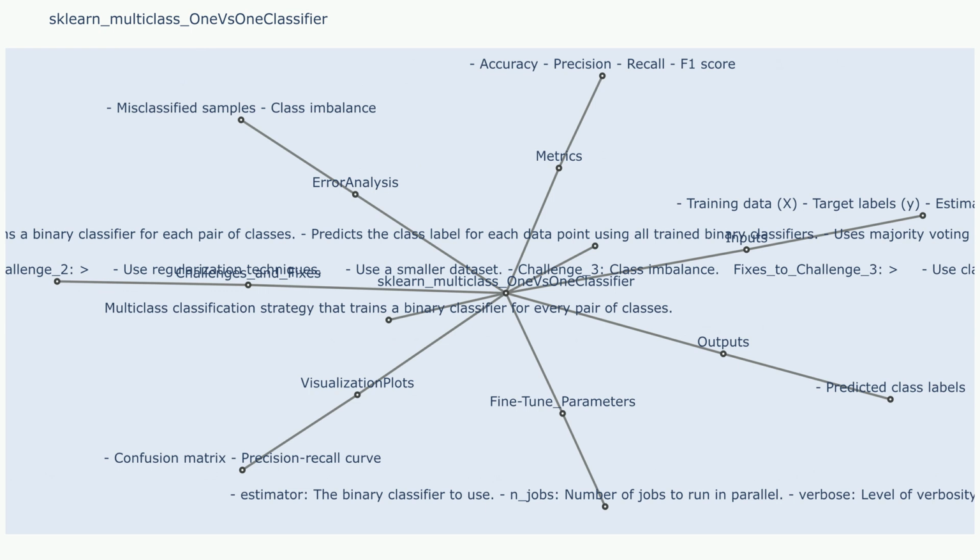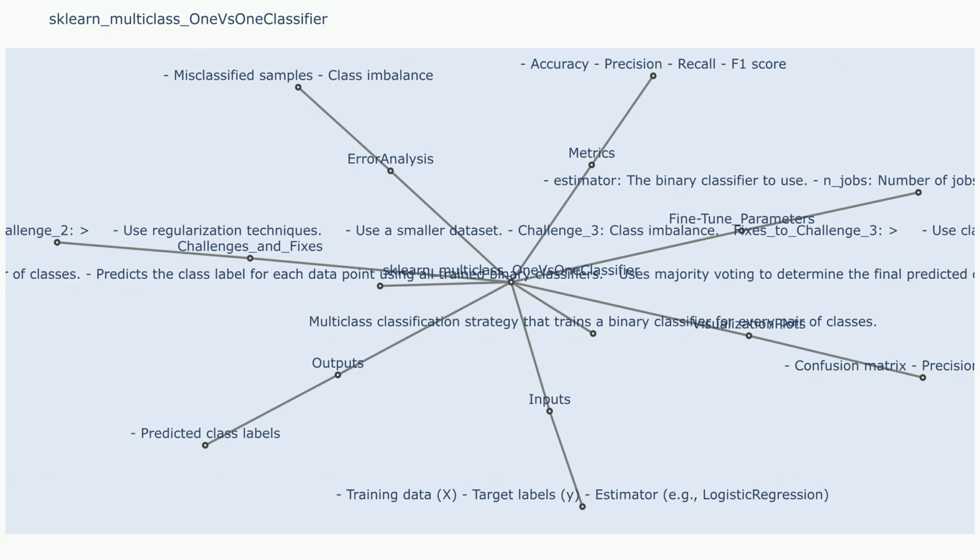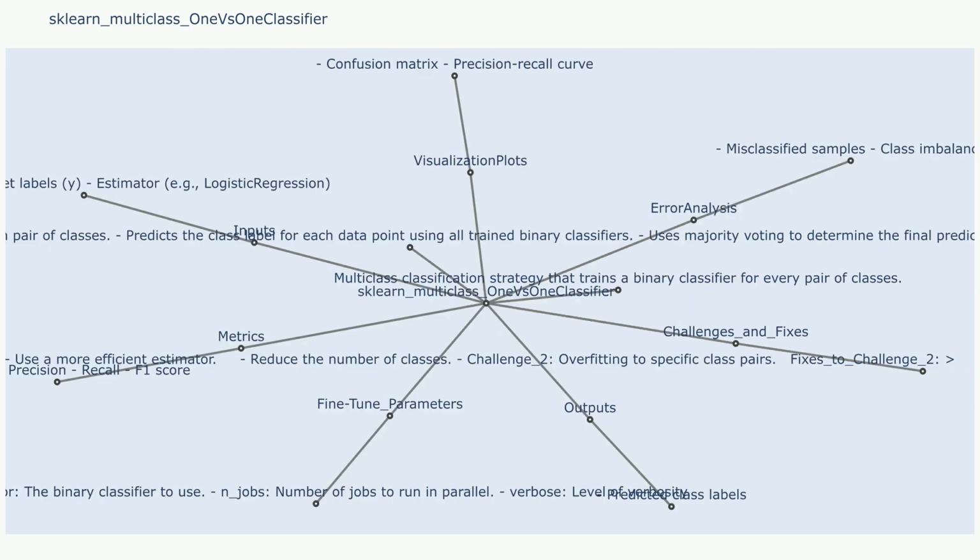The binary classifier to be used for each pair of classes. The default is a logistic regression. N jobs. The number of jobs to run in parallel. This can be used to speed up the training process. Decision function shape determines the shape of the decision function. Can be One-vs-Rest or One-vs-One. Uncertainty methods. Confidence scores. The One-vs-One classifier can provide confidence scores for each class, which can be used to measure the uncertainty of the prediction.